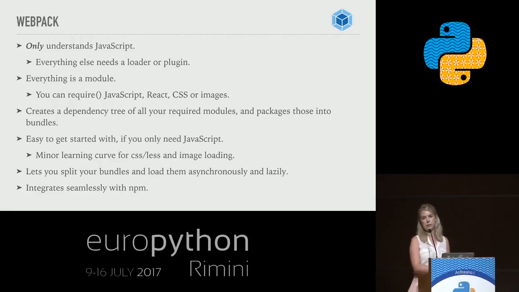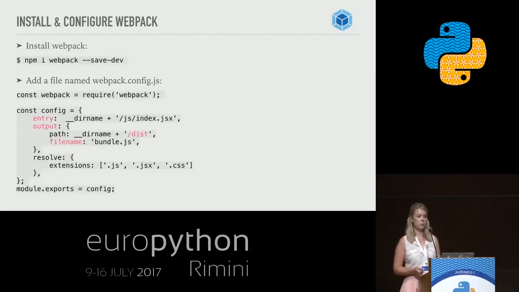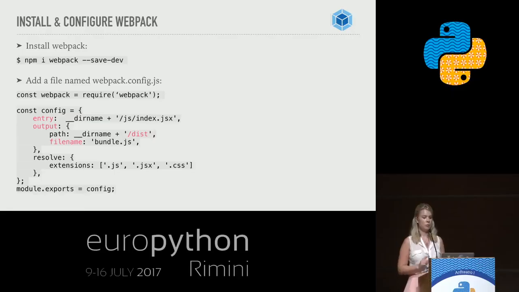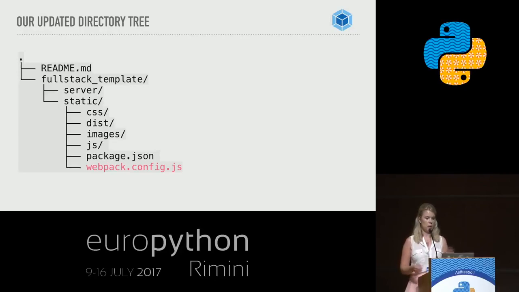And it also integrates seamlessly with NPM. So this is how we get started with Webpack. You install it using NPM, and then you add a file called webpack.js. Everything you need to get started is an entry point and the output. The entry point is just going to be our JavaScript directory and the index file in there. And then our output is just going to be a bundle.js. Then we export this, and it ends up here in our static folder, and we can really get ready to use that.